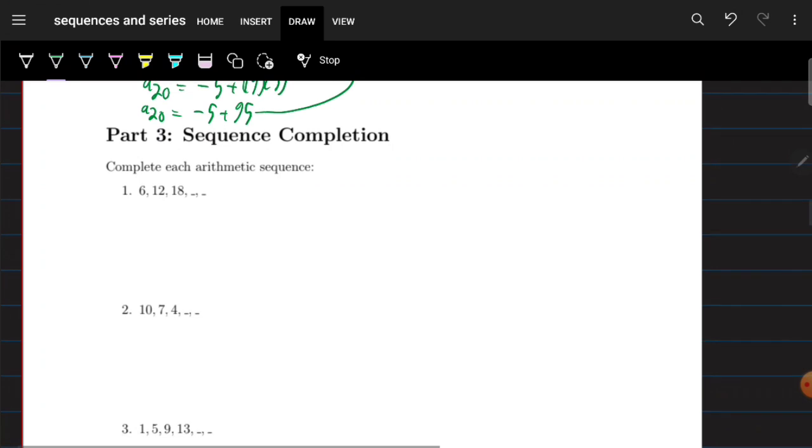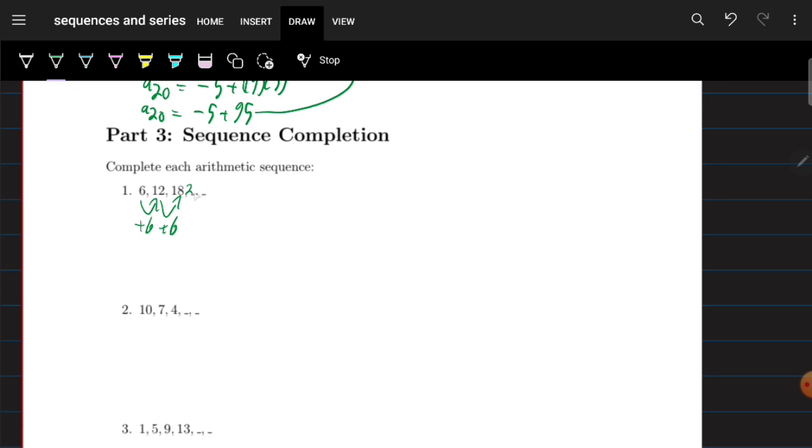All right, problem 3. It says complete each arithmetic sequence. So we're back to an easy one. How can we complete the sequence to find the missing terms? Well, we can see that the pattern is we're going up by 6 here, right? So for the first one here, we have 18 plus 6 to get the next term, and that should be 24.